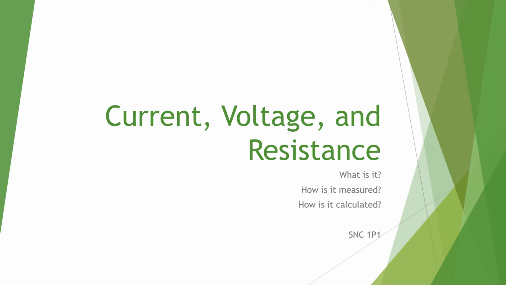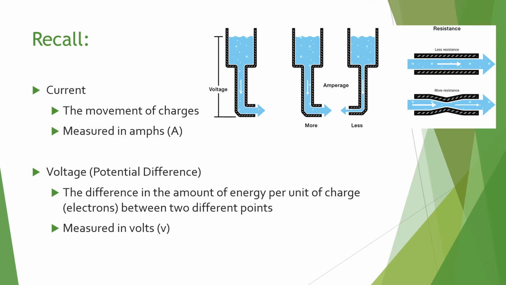Okay guys, so our next lesson involves examining and exploring the relationship between current, voltage, and resistance, which is known as Ohm's law. Okay, so it says here, recall, current is the movement of charges. So remember guys, current is the flow of electrons or the flow of electricity measured in amps.